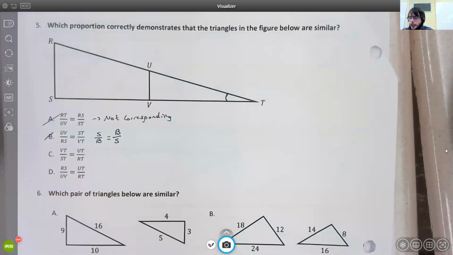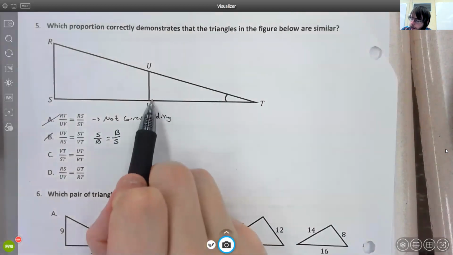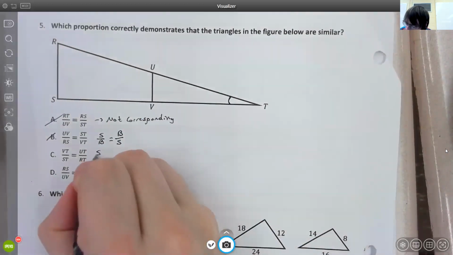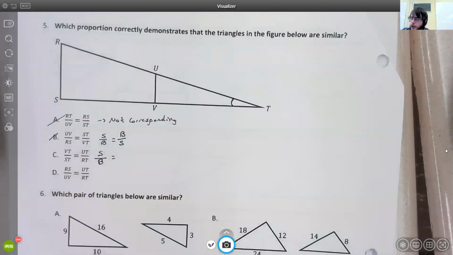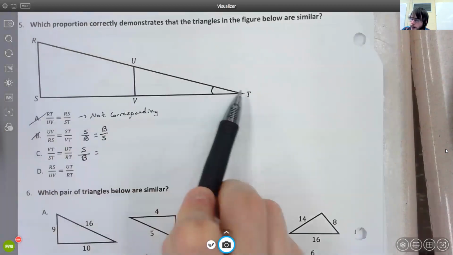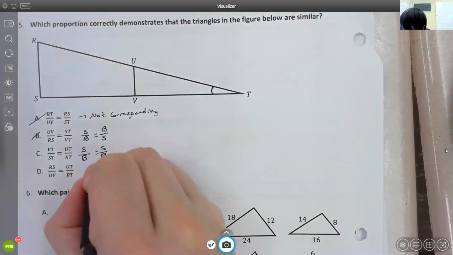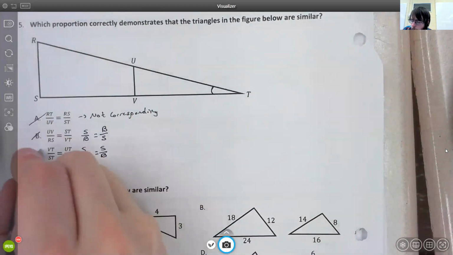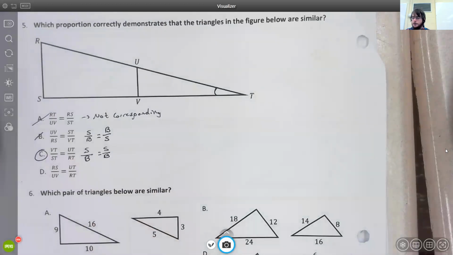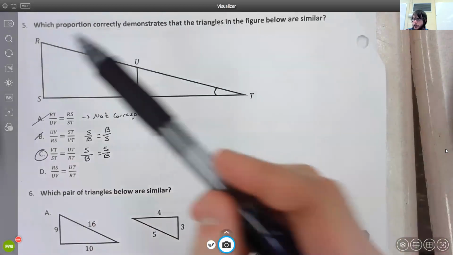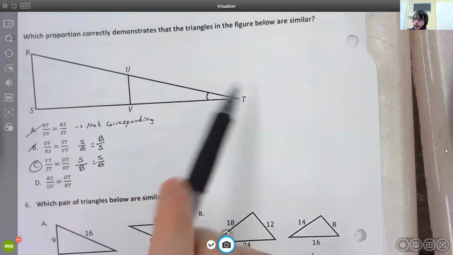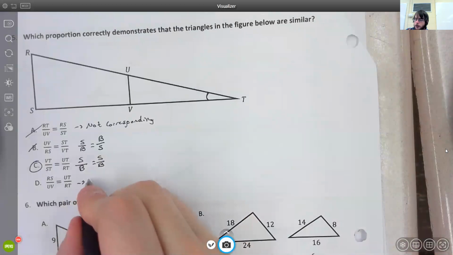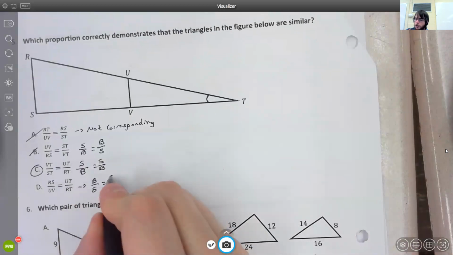All right, our next one here, VT over ST. So VT over ST works. That's small over big. And then UT over RT, we again get small over big, and those sides all correspond to one another. So C is our answer. And if we look here at RS over UV versus UT over RT, we see that these are big over small is equal to small over big.